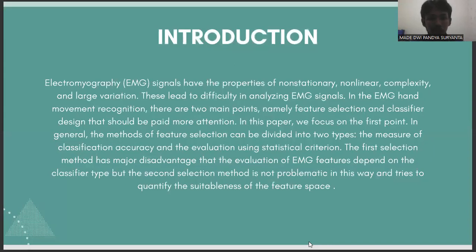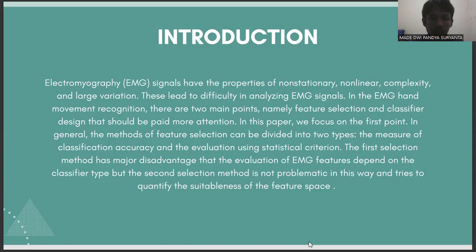Introduction. Electromyography or EMG signals have the properties of non-stationarity, nonlinearity, complexity, and large variation. This leads to difficulty in analyzing EMG signals. In EMG hand movement recognition, there are two main points, namely feature selection and classifier design, that should be paid more attention. In this paper, we focus on the first point.